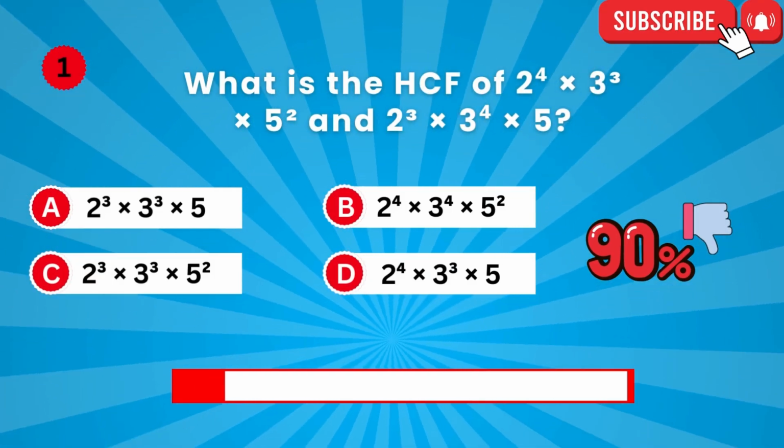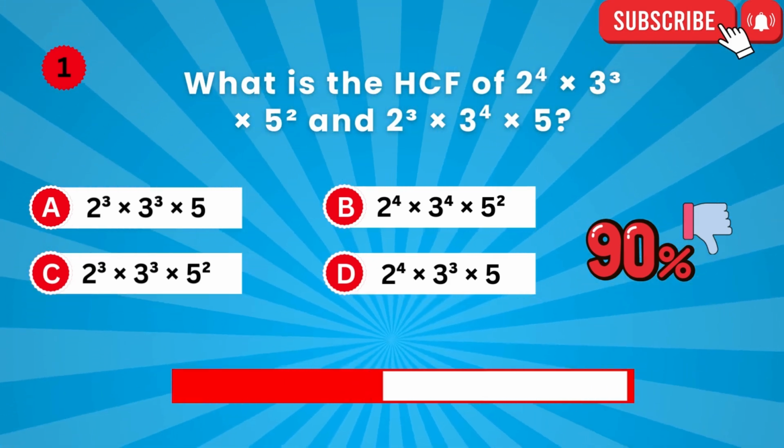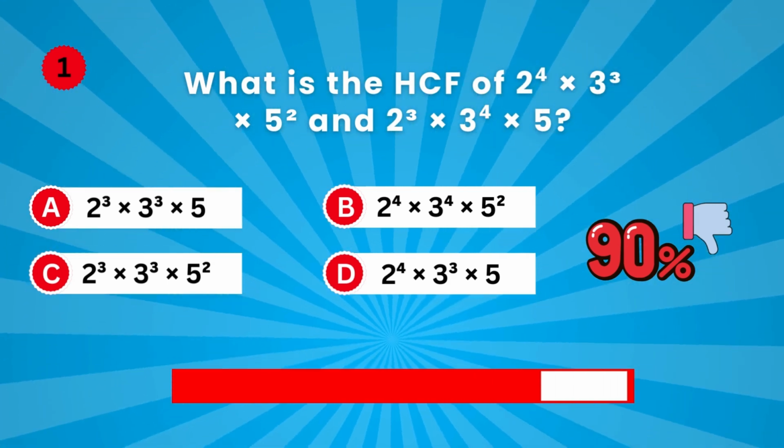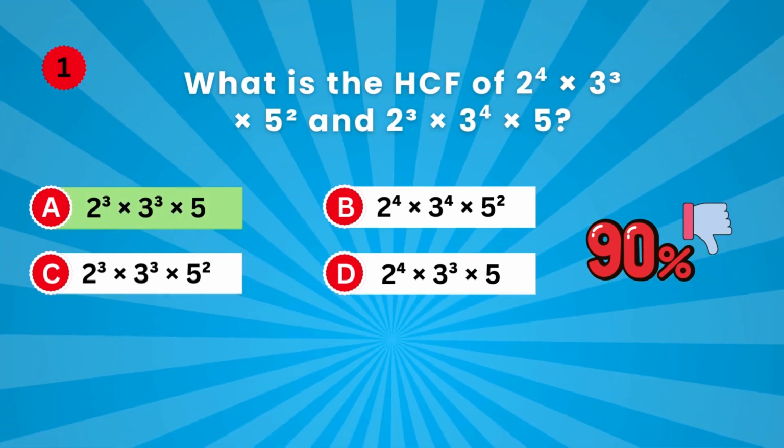What is the HCF of 2 times 3³ times 5² and 2³ times 3 times 5? Two cubed times 3 cubed times 5.